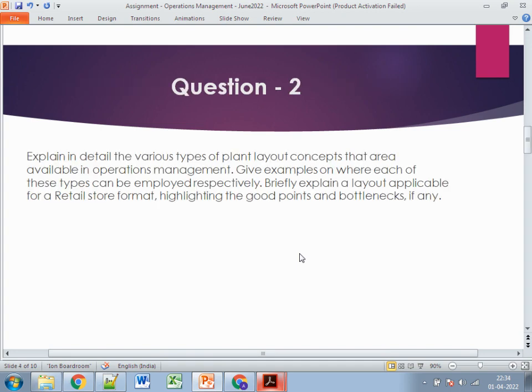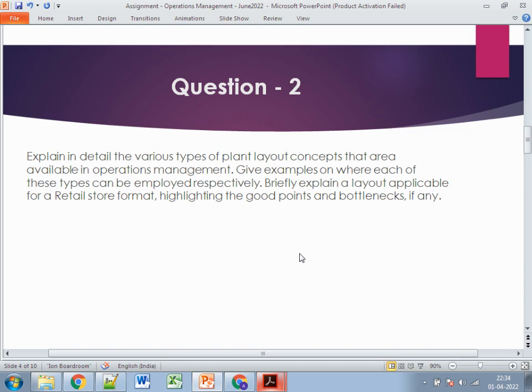Then going to the second question: explain in detail the various types of plant layout concepts that are available in operations management. Give examples on where each of these types can be employed respectively. Briefly explain a layout applicable for a retail store format, highlighting the good points and the bottlenecks, if any.